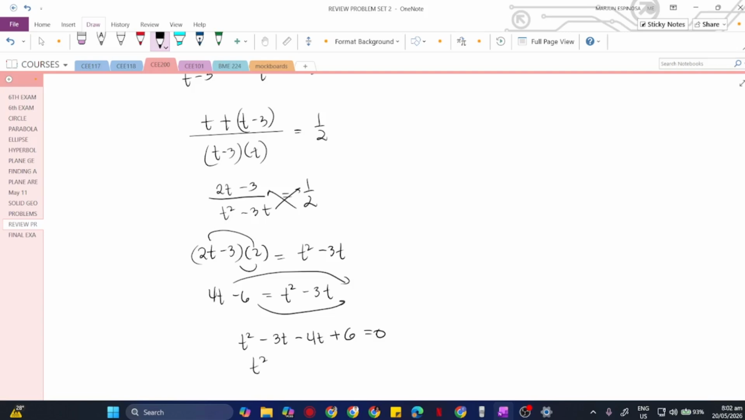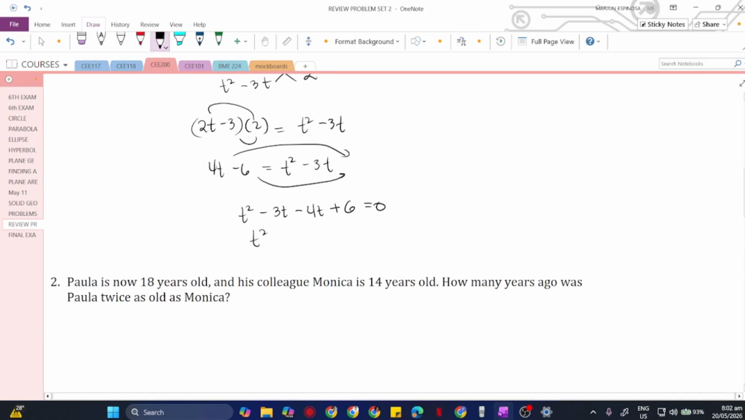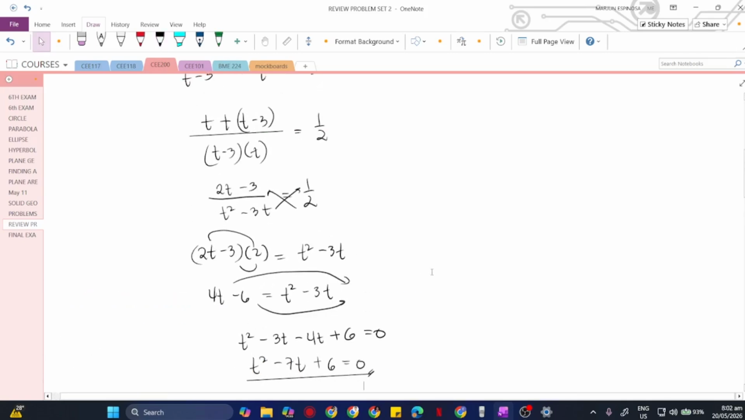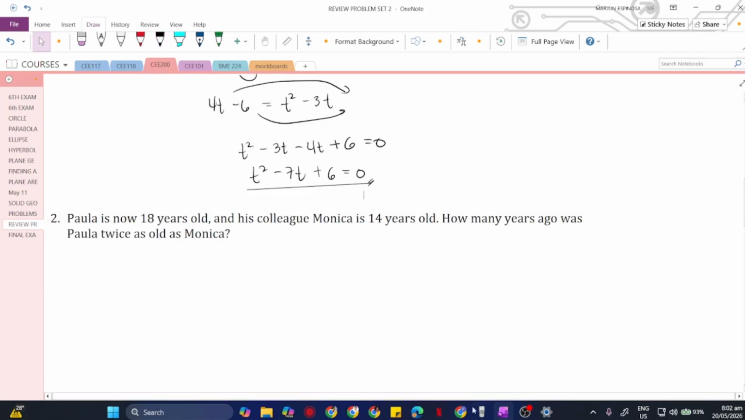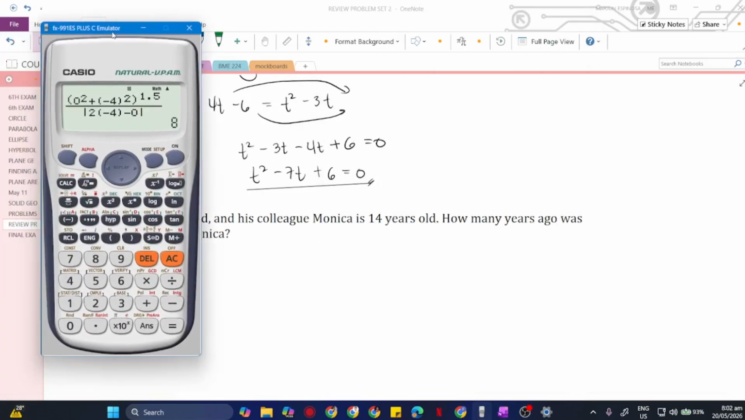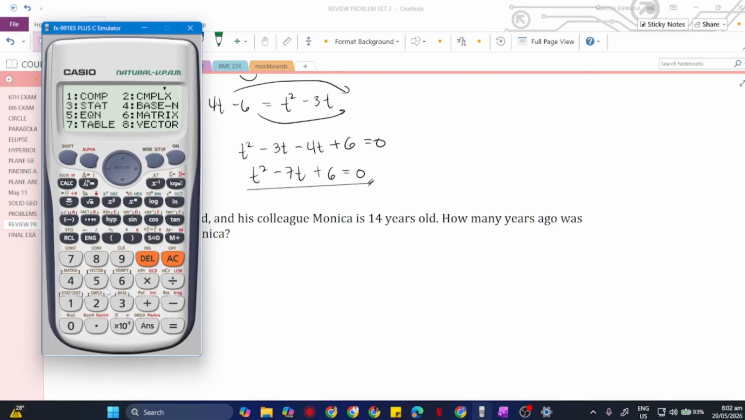So this one will be T squared, negative 3 minus 4, that will become negative 7T. Okay? Plus 6, equivalent to 0. So ito na yung ating final equation, and then we can just use the quadratic formula, or you can also use the calculator, diretso na. Dito, equation. So, hanapin na natin yung quadratic. So, lagyan na natin yung mga coefficient.